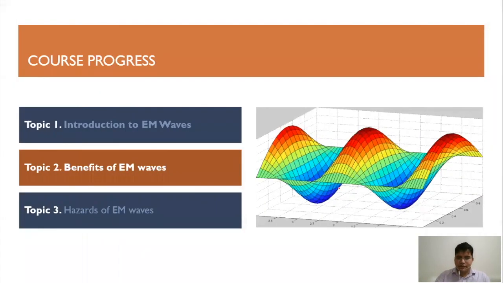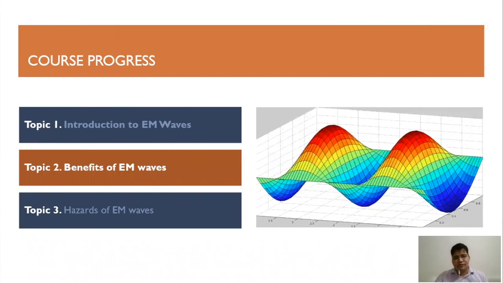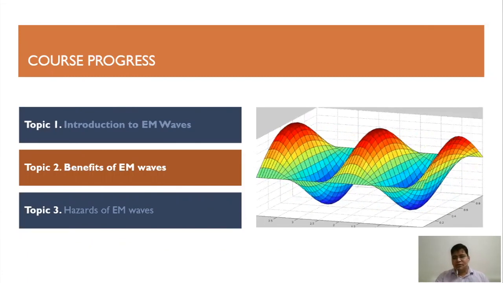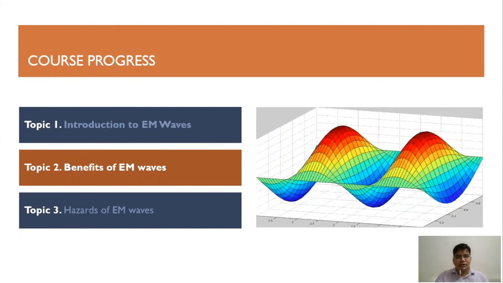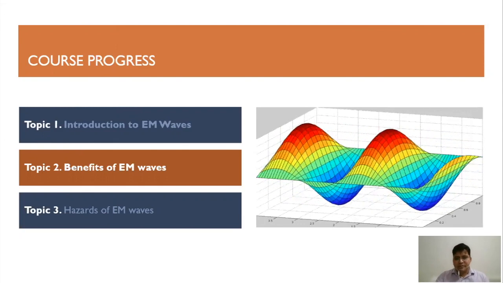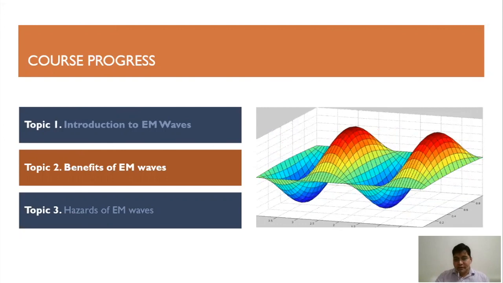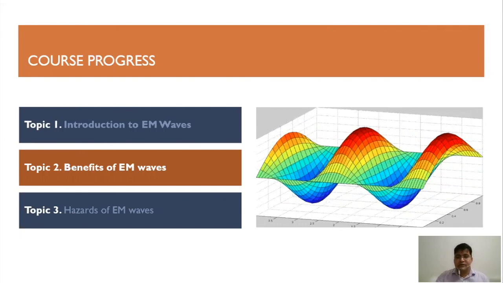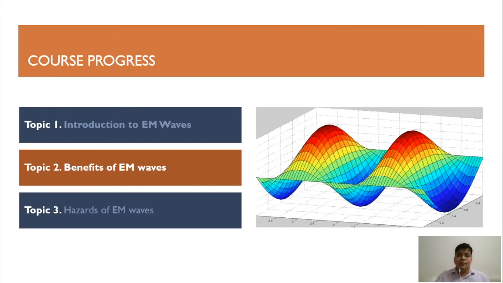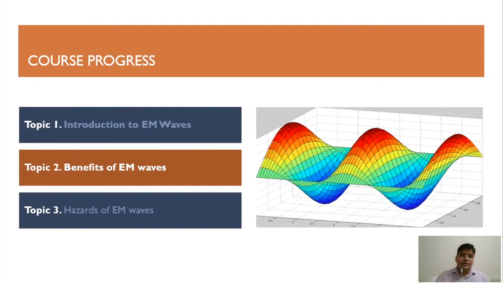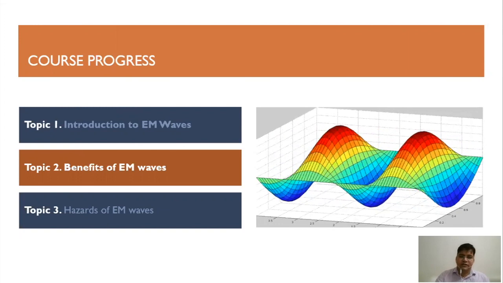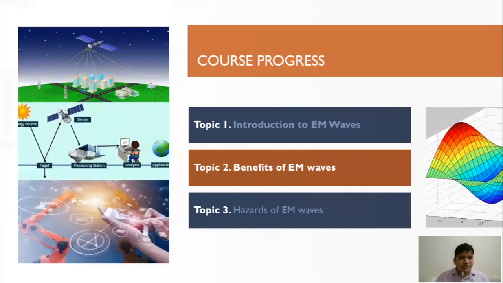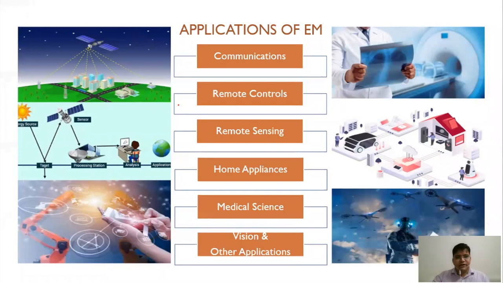So let's start with some applications. In this section, we will start with the benefits of the electromagnetic wave. What are the benefits which we are having? Why did our scientists invent the electromagnetic wave? What is the need? How are we benefited with this electromagnetic wave, how are we using these waves in different applications? So let's start. I have classified the applications of EM wave in several heads.